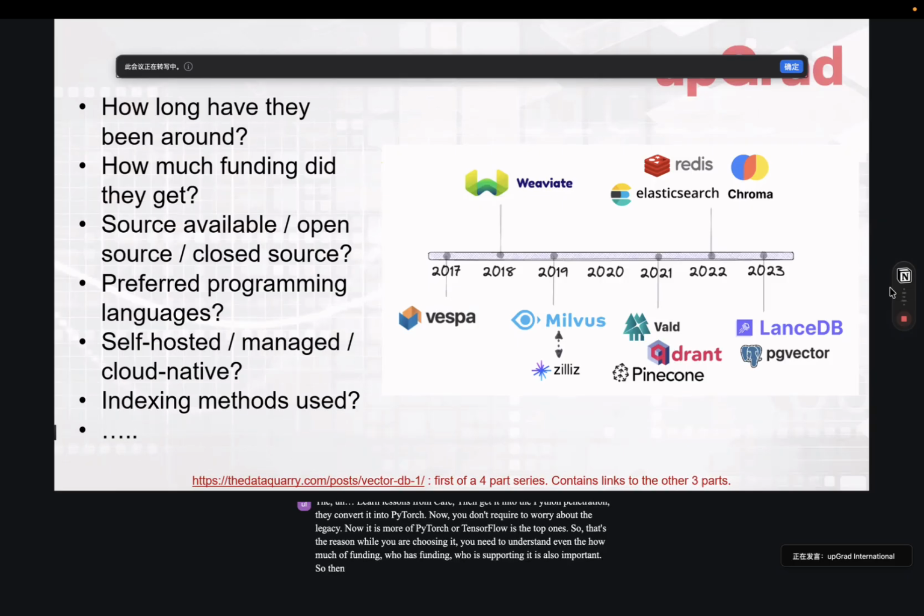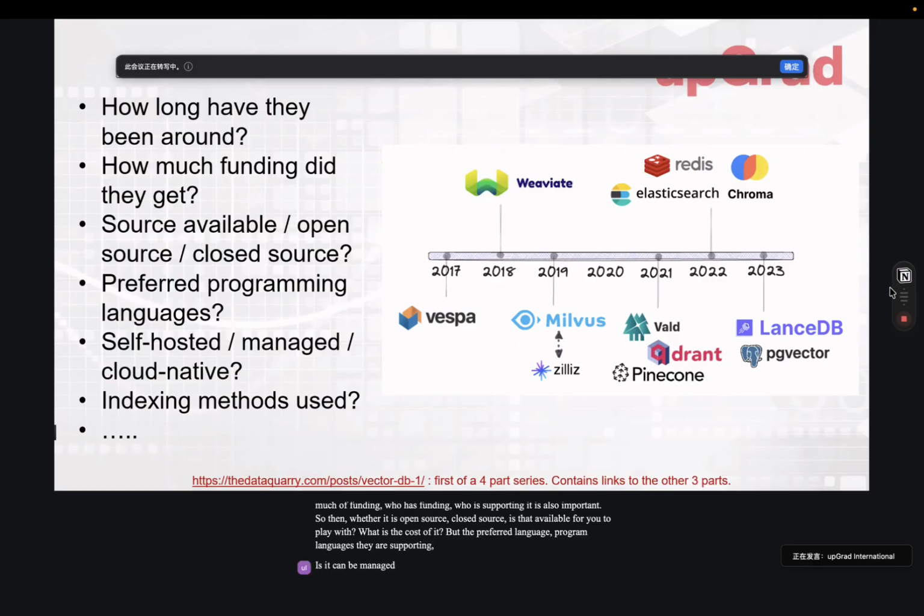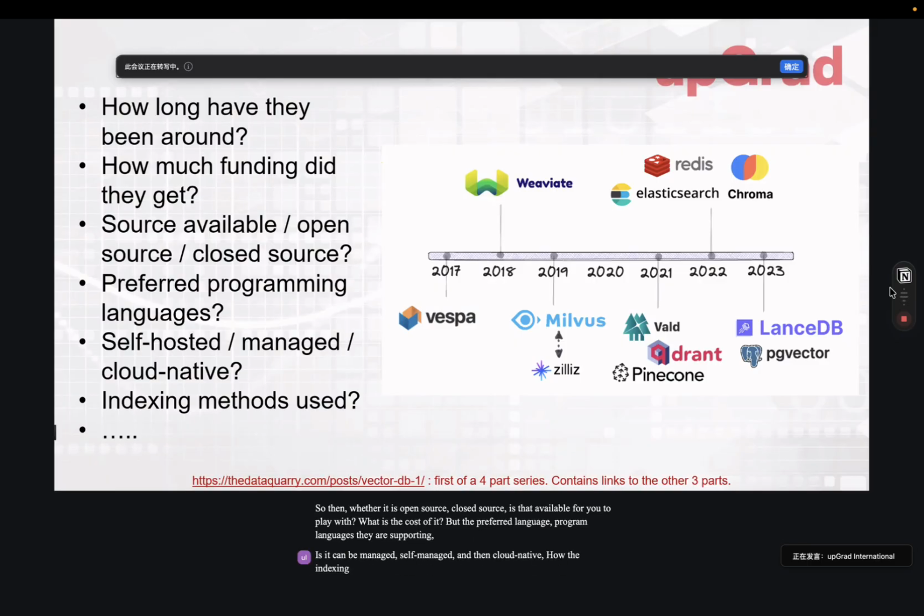Then whether it is open source or closed source, is it available for you to play with? What is the cost of it? What are the preferred programming languages they support? Can it be self-managed, and is it cloud native? How are the indexing methods used? These are at least some 5, 6 top tips I'll say while choosing the best one.